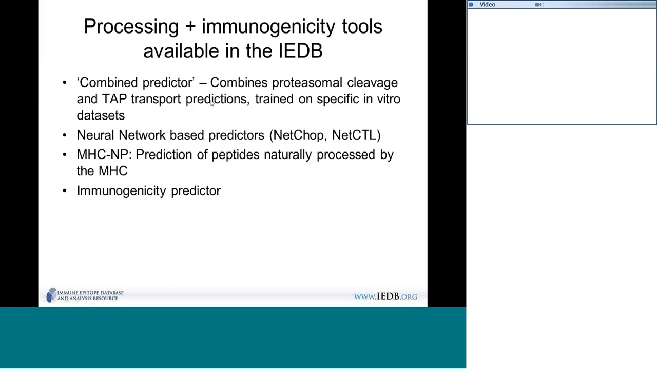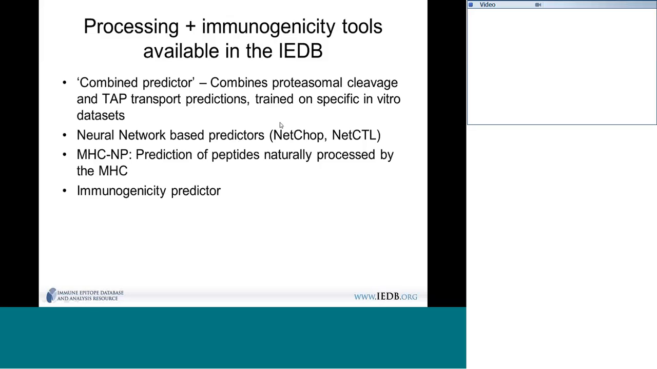So there's two ways people have tried to essentially incorporate these factors in predicting epitopes. One is a combined predictor, where essentially these individual processes of proteasomal cleavage and TAP transport are characterized based on in vitro systems, and then that's put together with the MHC binding predictions, and then you have a combined predictor.